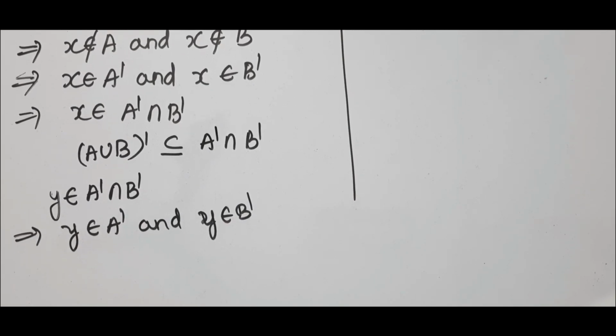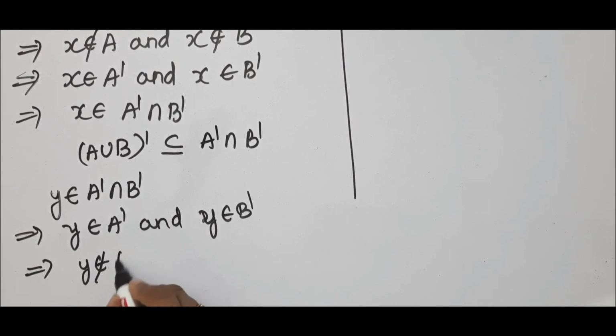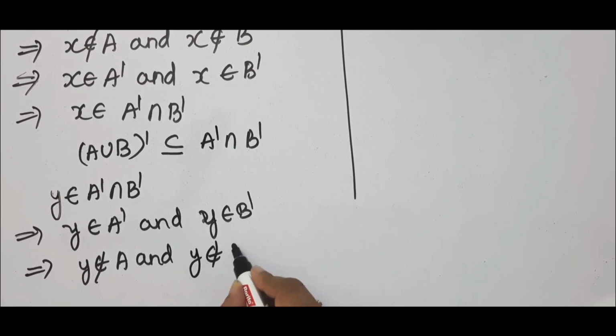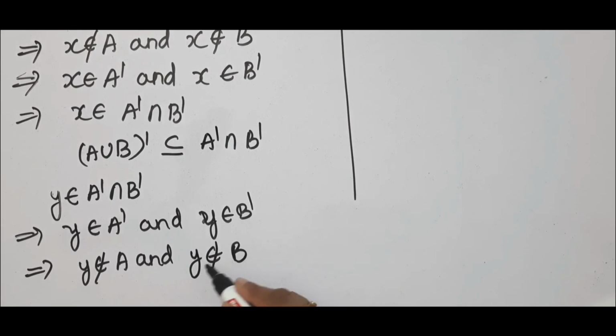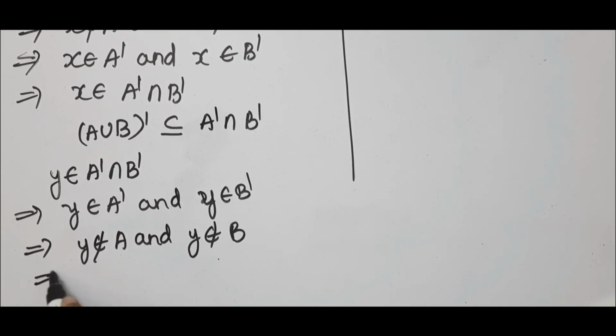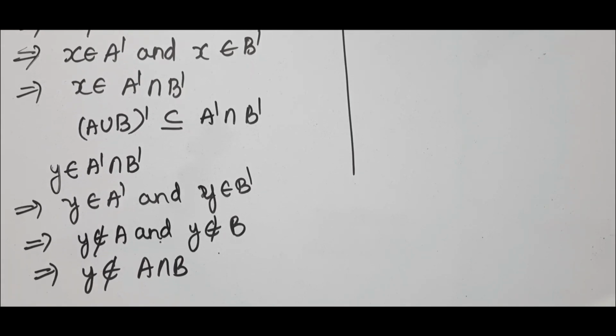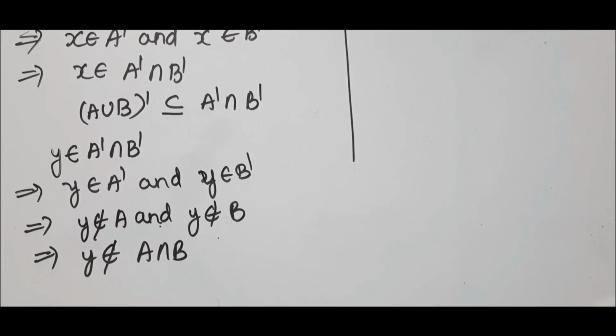So this can be written as y does not belong to A and y does not belong to B. Is it not? B complement indicates that the element y does not belong to B. So this can be written as y does not belong to A intersection B, as and indicates intersection. Is it not? So y does not belong to A intersection B.